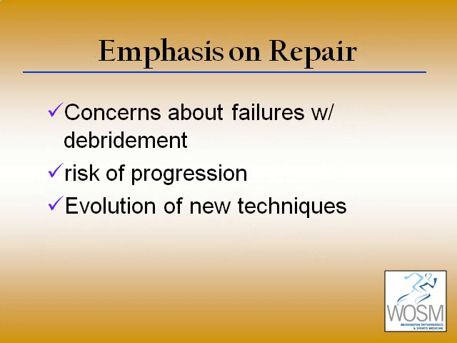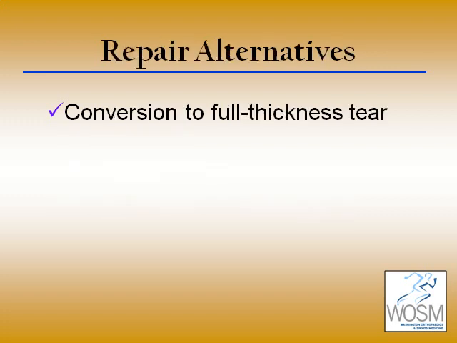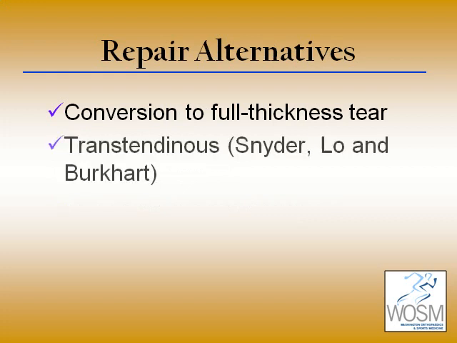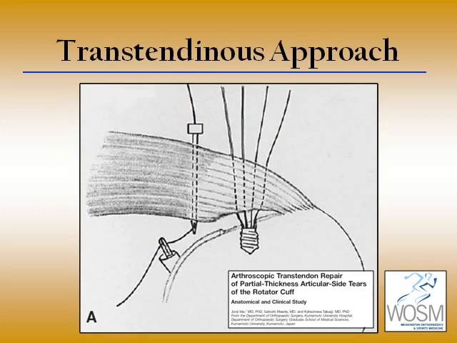Recently, there's been an emphasis on repairing partial thickness cuff tears. This is based on concerns about failures clinically with debridement alone, the known risk of progression, and the evolution of new techniques which may facilitate our success. The alternatives for repair include converting it to a full thickness tear and then repairing it as we conventionally do, or performing a transtendinous repair, which will be demonstrated here.